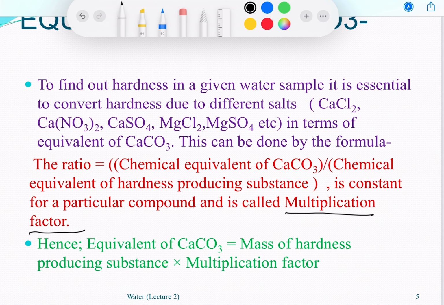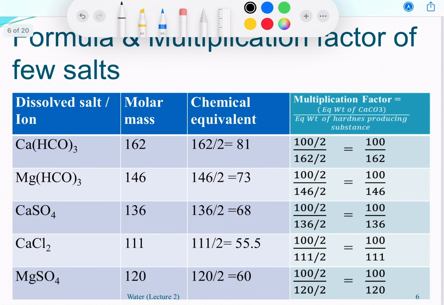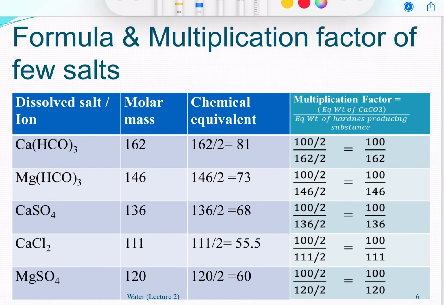So the hardness in terms of equivalents of CaCO3 will be the mass of hardness producing substance into the multiplication factor. What is this multiplication factor? It is the ratio of chemical equivalent of CaCO3 divided by the chemical equivalent of hardness producing substance. Now this is the table which will very clearly tell you about the multiplication factors.